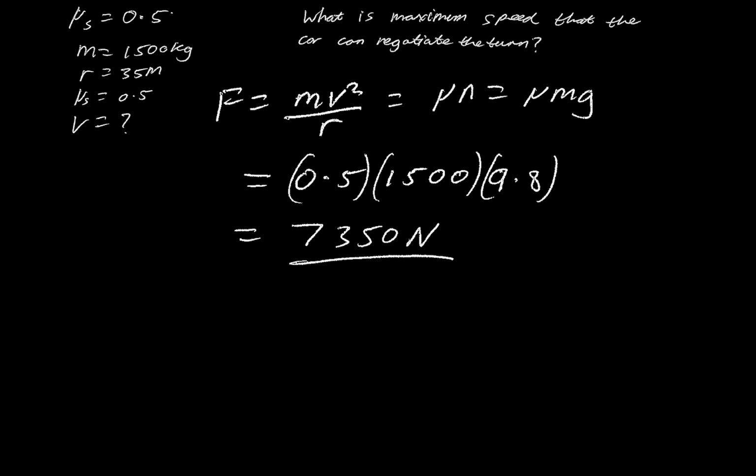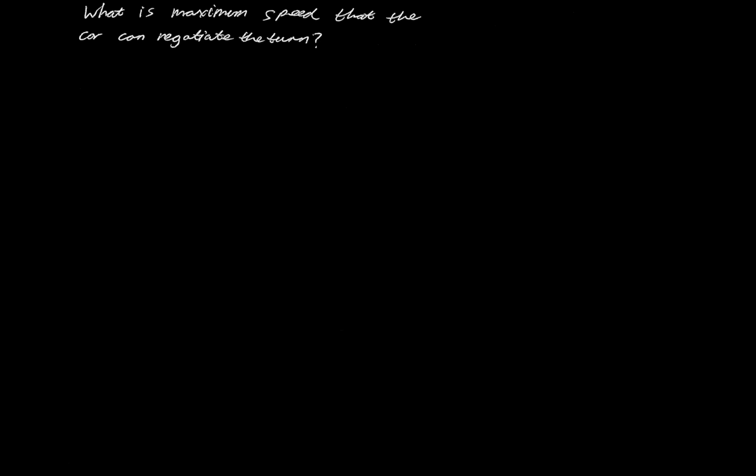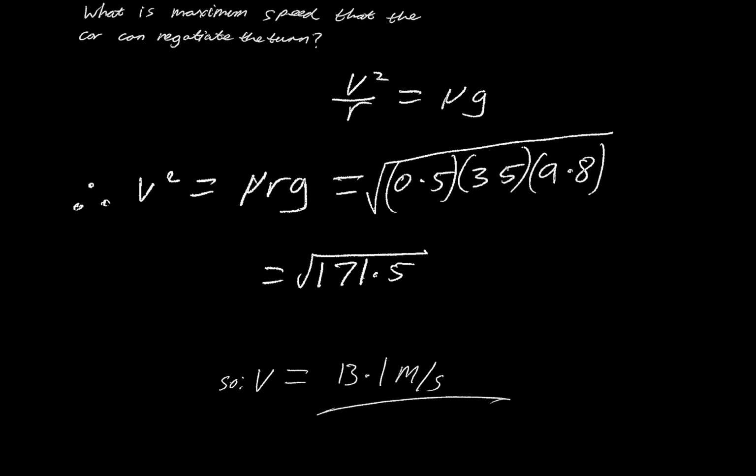Now, if we look at our equation, mv squared over r is equal to mu n, which equals mu mg. Mass is on both sides of this equation and cancels out. So, v squared over r is just mu times g. So we don't even need the mass at all for this particular calculation. That means if we want to find out v, we can rearrange and say v squared is mu rg. If we root that out, 0.5 by 35 by 9.8, we get root 171.5. So the velocity becomes 13.1 meters per second.